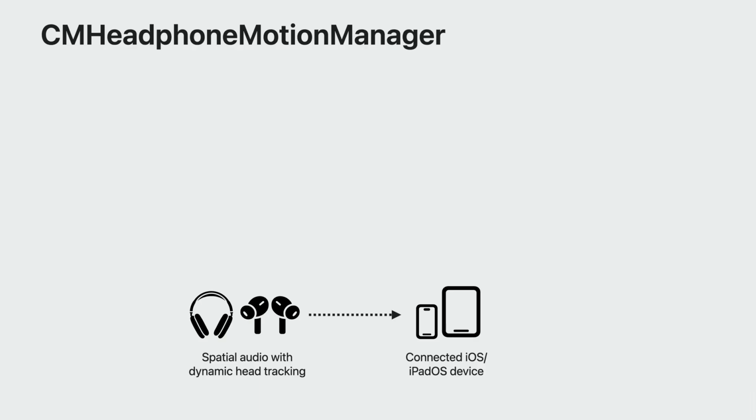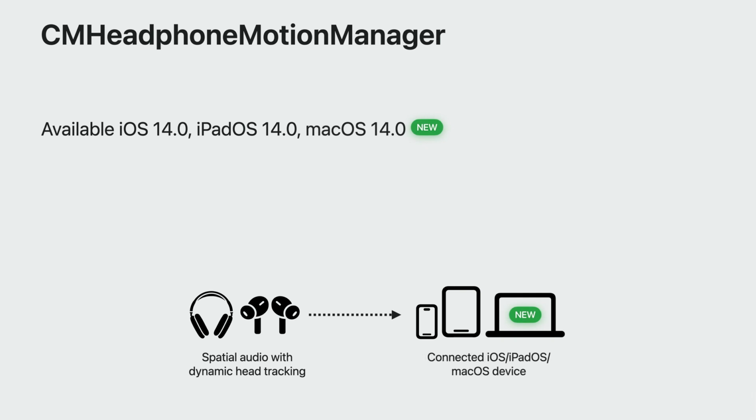CMHeadphoneMotionManager was first made available in iOS and iPadOS 14. And starting this year, it's also coming to macOS 14. You can use CMHeadphoneMotionManager to stream device motion from audio products that support spatial audio with dynamic head tracking, like AirPods Pro, to a connected iOS, iPadOS, or macOS device.